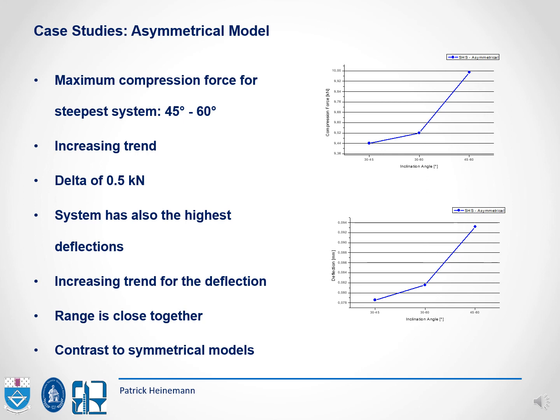The graph, or both graphs, for the compression force and deflection have an increasing trend and a similar shape. The delta for the compression force is given as 0.5 kilonewton. The system with the highest compression force has at the same time the highest deflections too. Especially for the deflection, the range of the results is very close together. And the 45-60 model is a little bit in contrast to the 60-degree model.